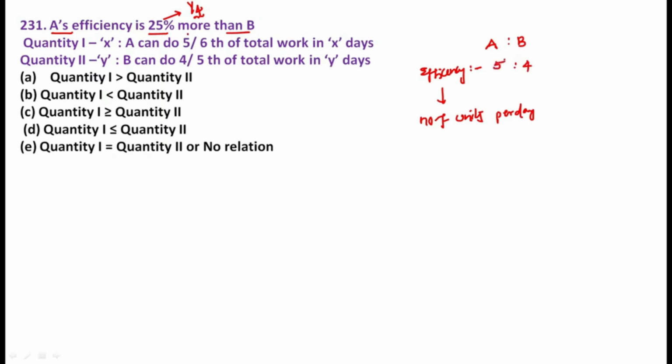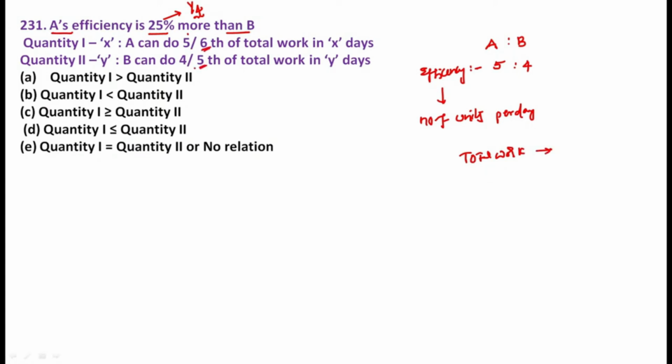Now A value is exactly equal to 5 units. We already know that the efficiency ratio is 5 to 4. Now I am taking the total work. Total work is always the LCM of the given parameters. But if you observe, whatever the total work is, it is exactly cancelled by the denominator term.